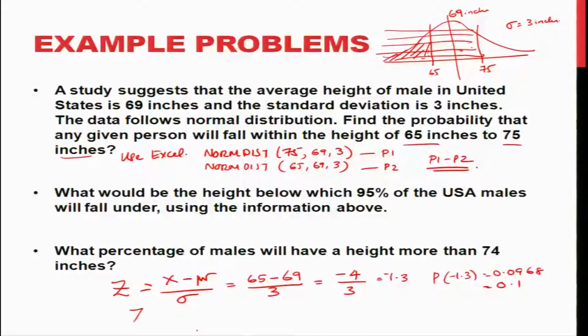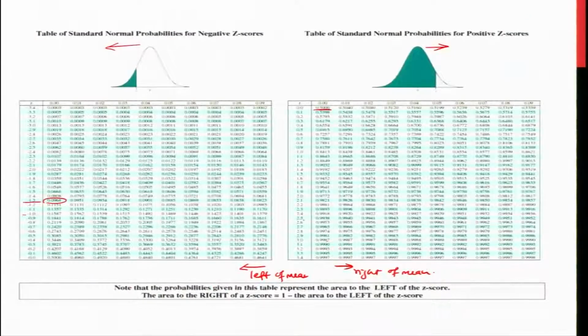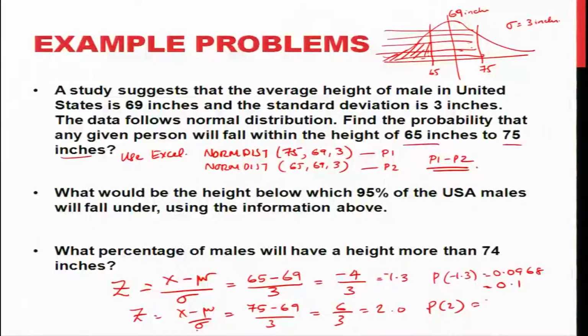Similarly, the other case, z is equal to x minus mu by sigma, where it is 75 minus 69 over 3. That is 6 by 3, which is 2. So the probability of 2 in this case, we go back to the table and find 2.0, right here, 0.9772. So let's call it 0.98 for this case. So the resulting probability is 0.98 minus 0.1, which we can call 0.88. So there is an 88% probability that any given person will fall between the height of 65 to 75 inches.